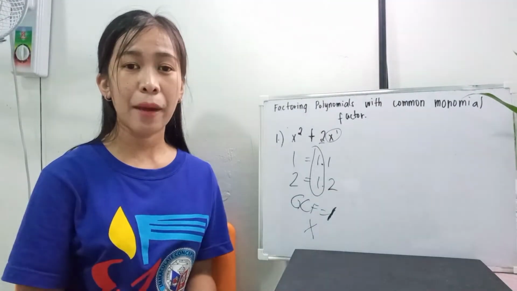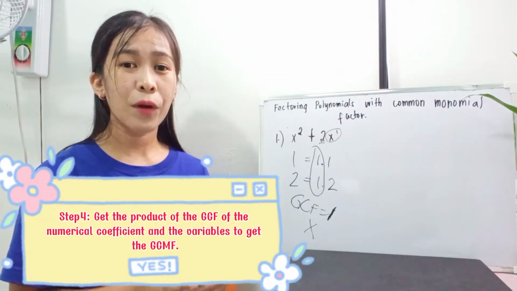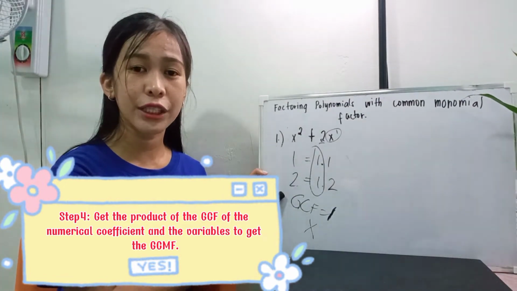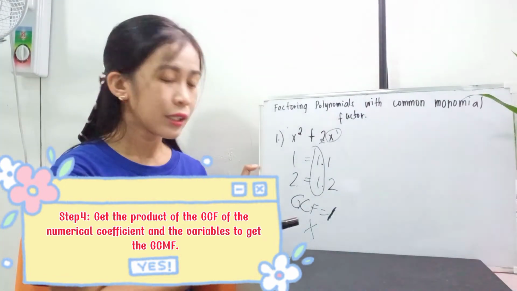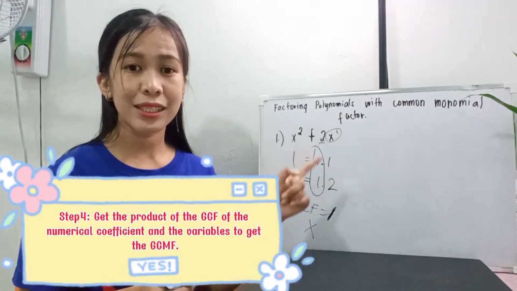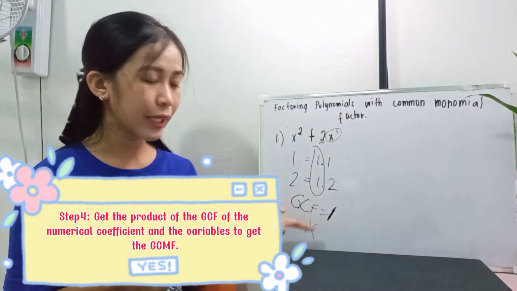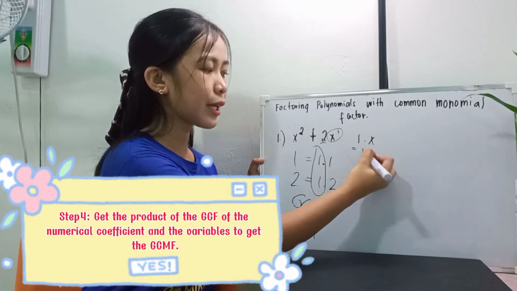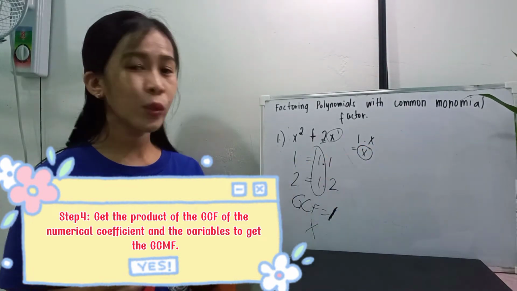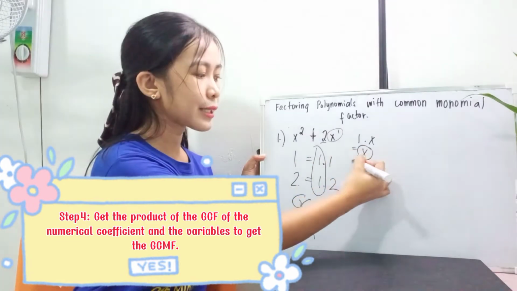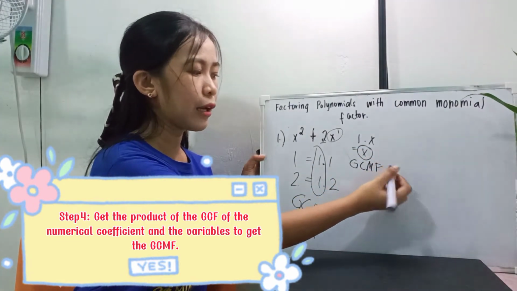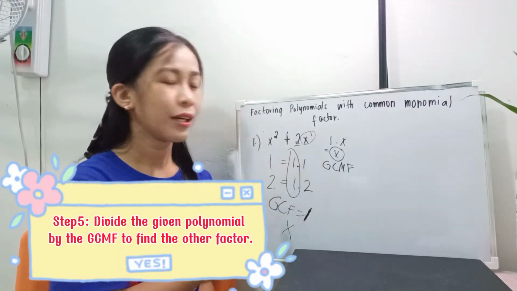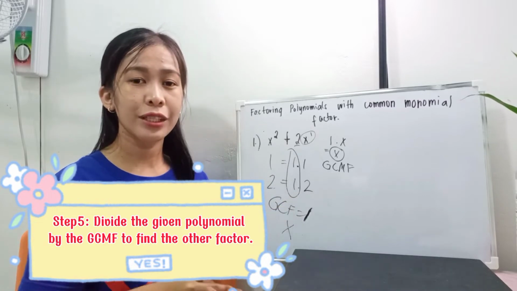Alright? So, for our step number 4 is to get the product of the greatest common factor na nakuha natin from the numerical coefficient and the variable na nakuha natin from the least exponent. Alright, so we have 1 and x. 1 times x, of course, that is x. Alright? And this will serve as our greatest common monomial factor.